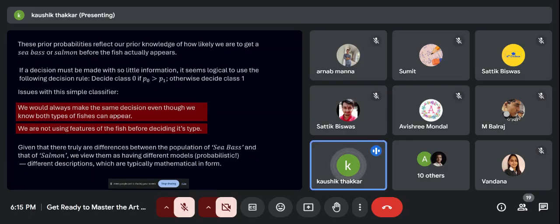So this simple decision rule will not work when we have to classify multiple fishes. Given that there are truly differences between the populations of these two fishes, we view them as having different models, or specifically different probability models, since their descriptions are different, and we try to model them mathematically through different probability models.